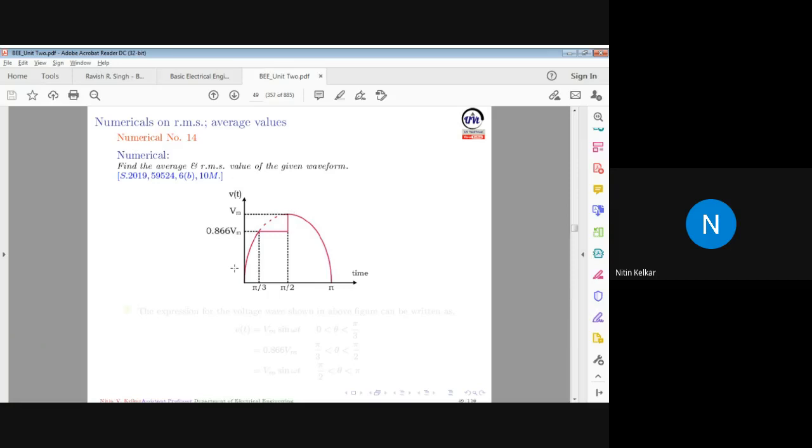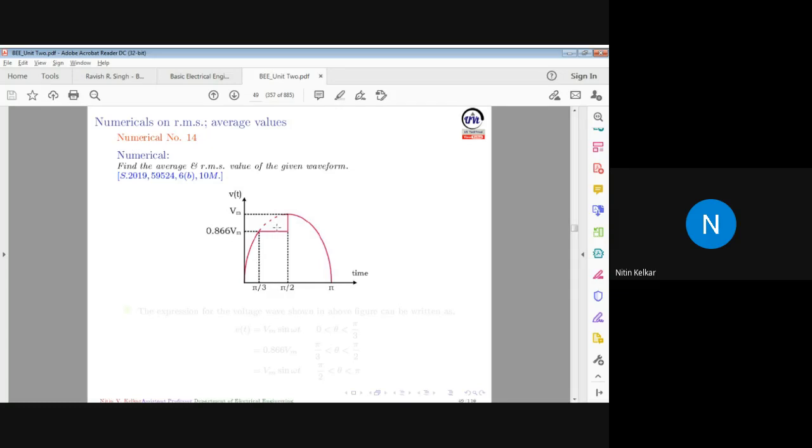Your actual waveform starts from 0. It increases in a particular manner till it becomes equal to 0.866 Vm. Then it continues parallel to the x-axis up to this particular point, and then it will achieve the maximum value, and again it will continue in a specific manner. So this particular section is not a part of your given waveform.